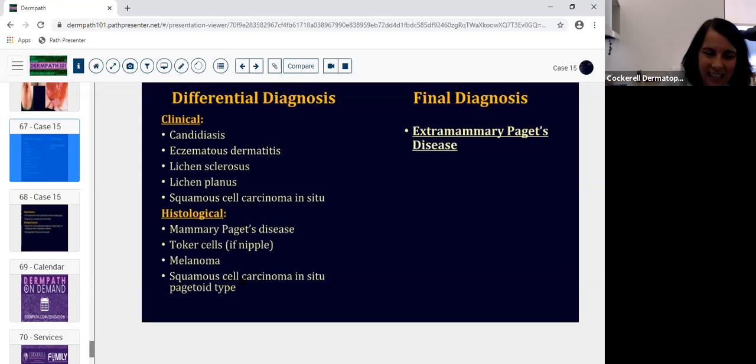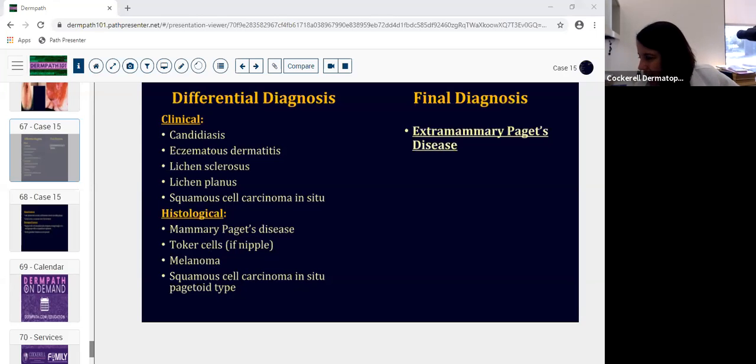Melanoma, S100, SOX10 can immediately help you with that. Squamous cell carcinoma in situ, what stains can we do? A 5 and a 6. The main stains that we want to look at is the CEA. The CEA is going to be positive with Paget's. It's going to be negative with squamous cell carcinoma in situ or Bowen's disease. CEA will be negative, obviously, in melanoma. The S100 is negative with the Paget's, but it's positive with melanoma.